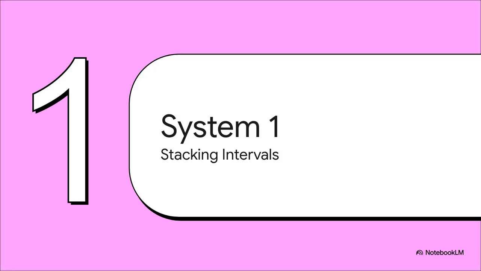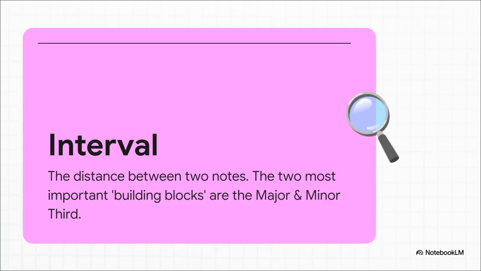Okay, so our first system for understanding chords, I want you to think of it like building with Lego blocks. It's totally a spatial thing, right? It's all about stacking pieces on top of each other to build something cool. And our Lego blocks, well, in music, we call them intervals. It's just a fancy word for the distance between two notes. And here's the best part. For like 99% of the chords you'll ever see, you only need two main types of blocks, the major third and the minor third. That's it.